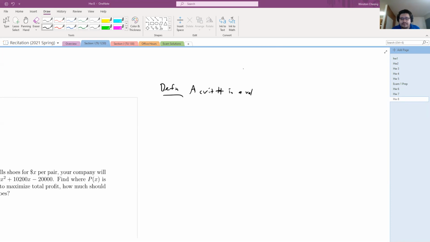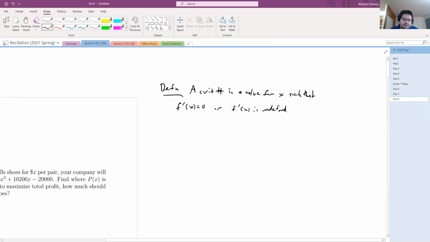All right. So yeah, a critical number is a value for x such that the derivative at that value is equal to 0, or it is undefined. So really, we're talking about the values that make the derivative function undefined.